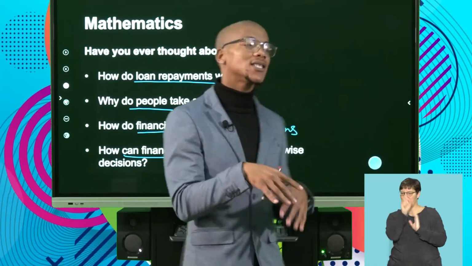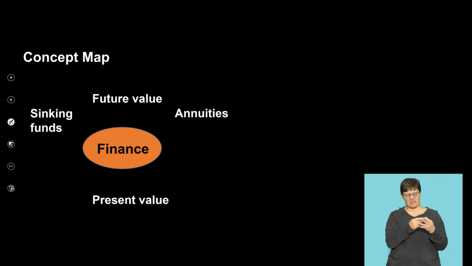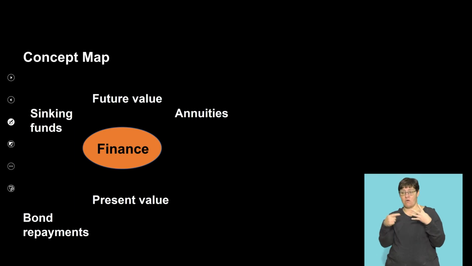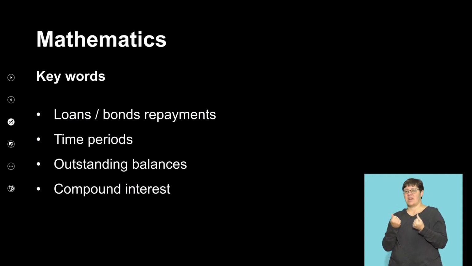So for now, let's look at the key words for this particular lesson. We've been talking about future value, sinking funds, the annuities. Now we are on the present value, specifically bond repayments. This is taking a loan to buy a house. So that's a bond or a normal loan, a personal loan, or just a financing loan.